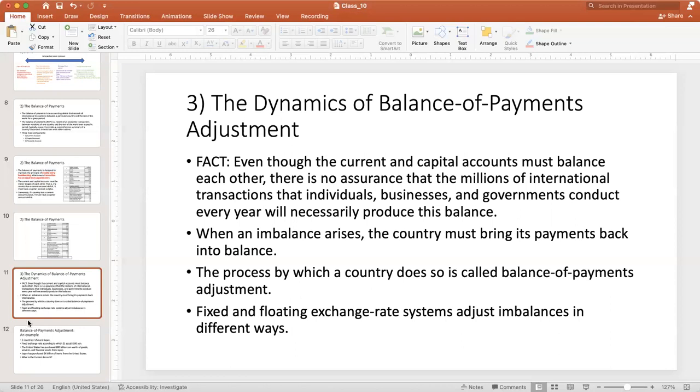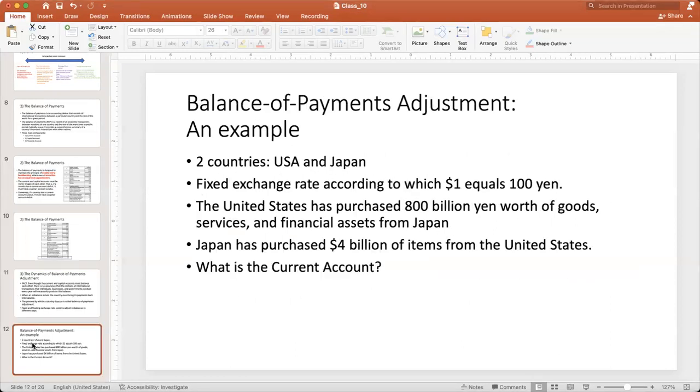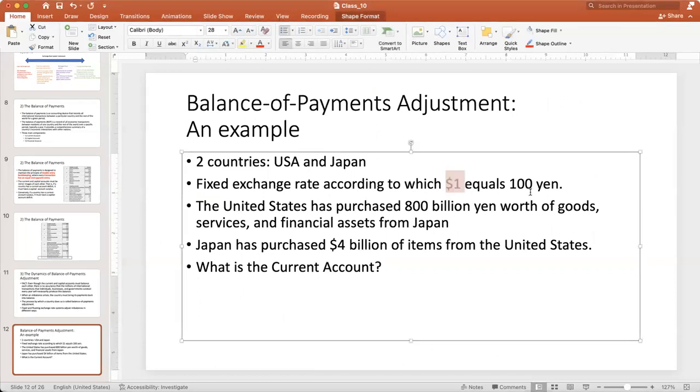So in order to explain that, I'm going to make an example. Imagine that there are only two countries in this world, not more than two. There are only two countries, USA and Japan. And let's start with a fixed exchange rate system. So we have a fixed exchange rate, which is basically that $1 could buy 100 yen.